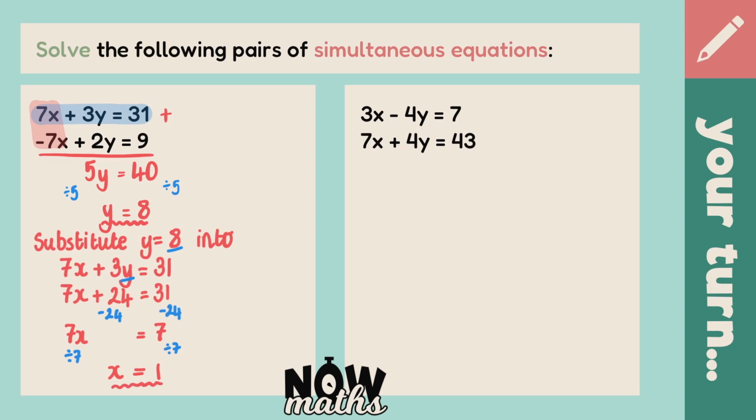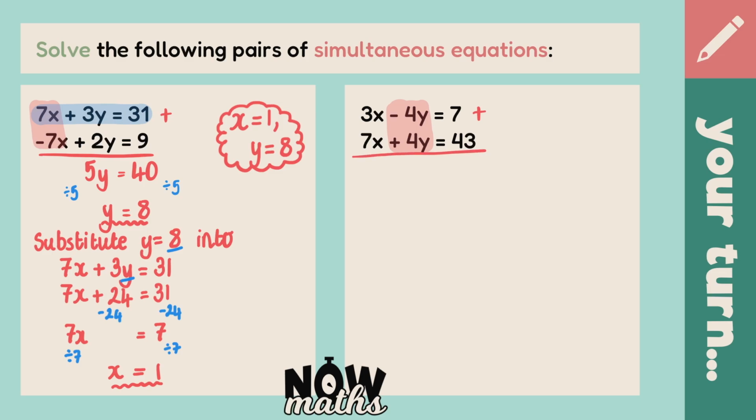So we have a solution pair of x equals 1 and y equals 8. Now looking at our second pair of equations, we can see again that we have a similar term in each, where one is a negative 4y and the other is positive. So to eliminate these terms, we need to add the two equations together.